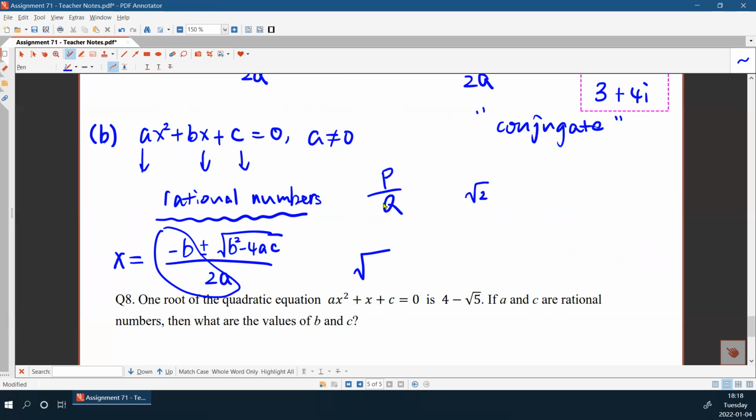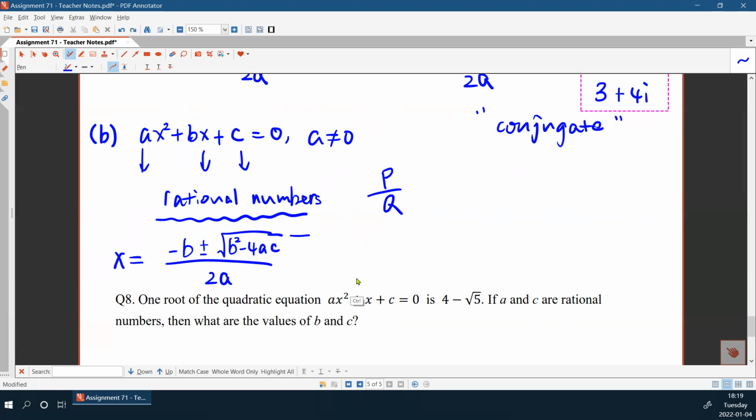Because, for example, square root of 2 is not a rational number. Square root of 3 is also not a rational number. Rational numbers cannot be expressed as something under a square root symbol after simplification, okay? Then my question is, can it appear here? Of course, yes, right? Because apparently you have a square root symbol here.